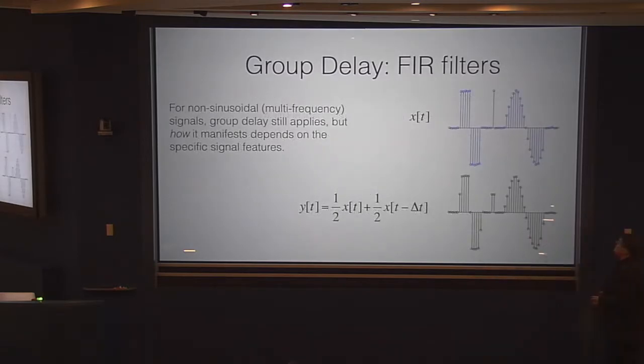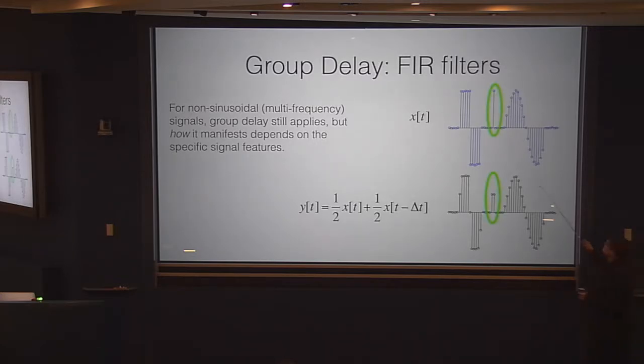We saw what group delay looks like for this filter, for the sinusoids. You can also see it for an example signal that's not purely sinusoidal, but it's a little bit trickier because group delay is sort of an average phenomenon. It's not an individual feature phenomenon.